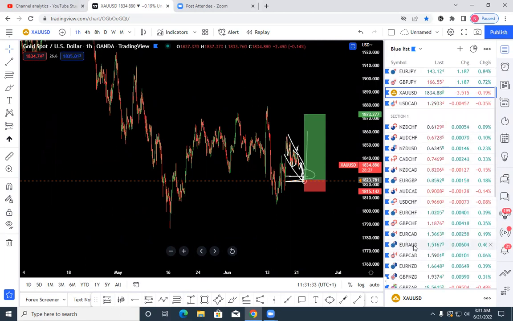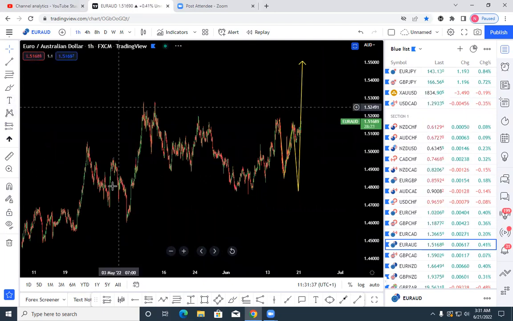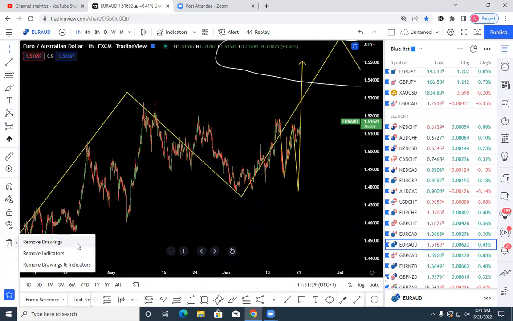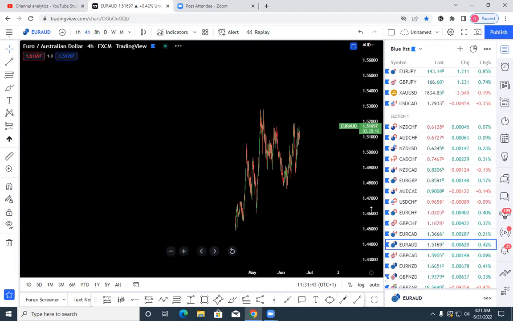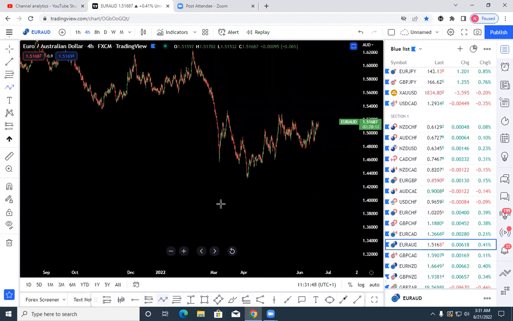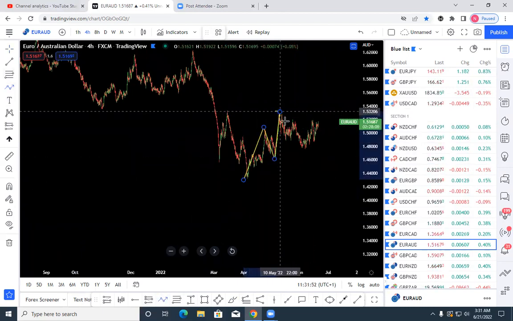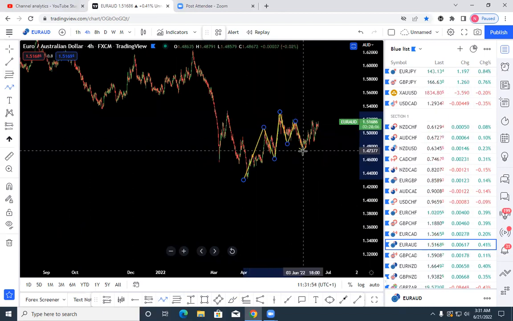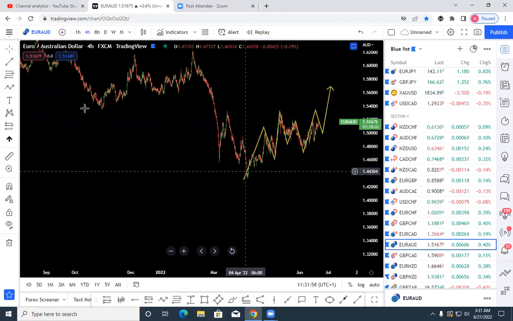All right, let's look at EUR AUD. EUR AUD, I'm expecting this market to get to 55. I'm expecting it to get to 55, guys. We have forecasted for quite some time now that we have a three wave structure here. We are expecting another three wave structure here, the completion of the structure, guys.